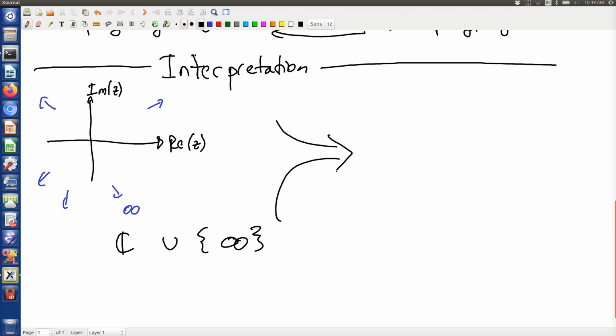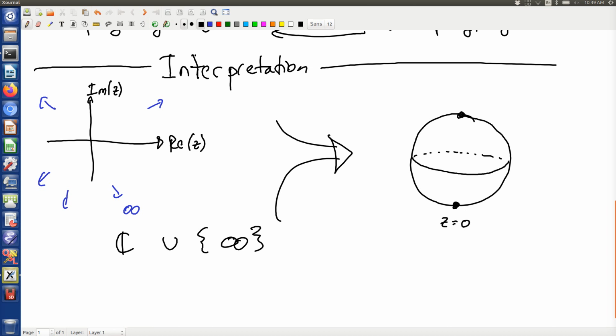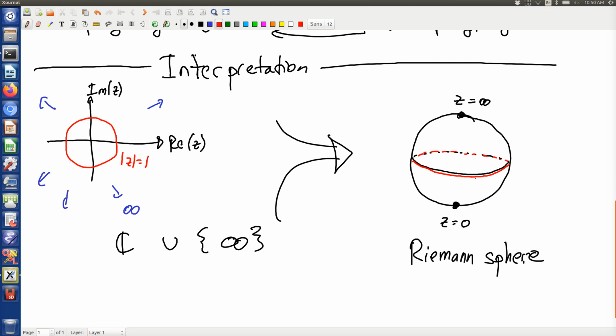When we do that, we end up with a picture that's a sphere. Conventionally, let's put z equals 0 at the south pole, and at the north pole is where our new infinity point lies. And so let's draw some pictures on this. This thing is called the Riemann sphere. So for instance, if I were to draw for you the unit circle, that appears somewhere as a circle here. It doesn't touch the origin. And at least qualitatively, you could imagine it being right here, the equator.